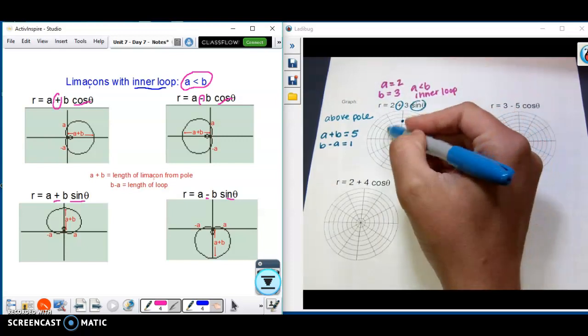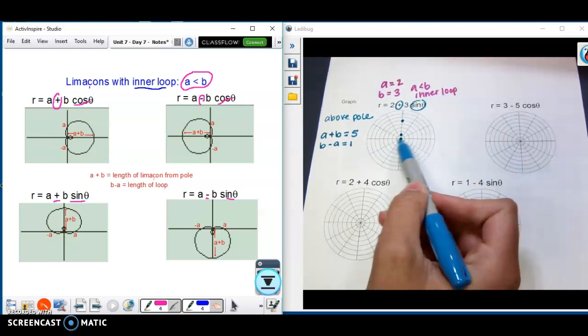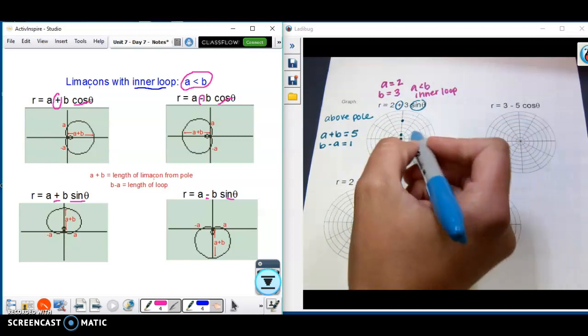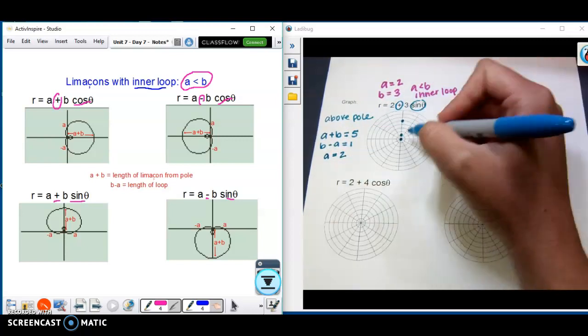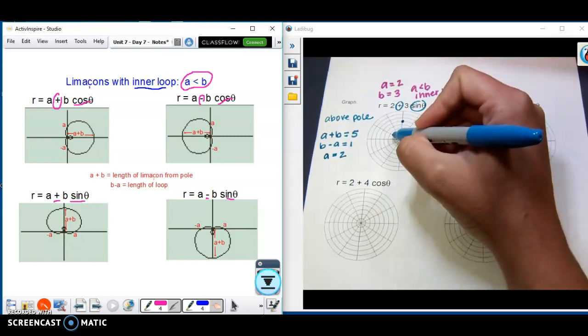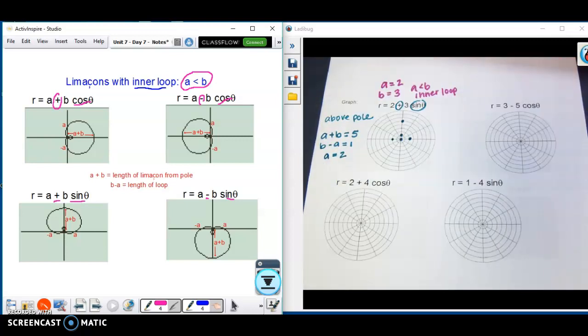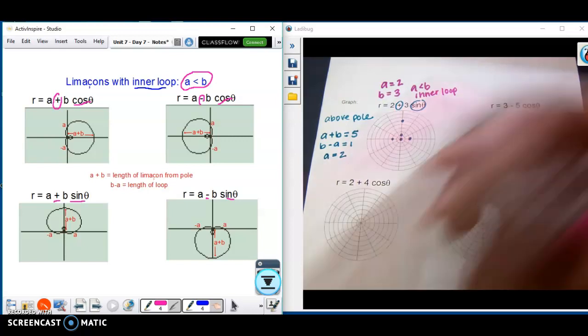Alright, so this is going to show us how far up it's going to go, but I need to know how far right and left it's going to go. So to get how far left and right, you're always going to use your A value, which in this case is 2. So I'm going to go to the right 2 spaces and to the left 2 spaces. Okay, so those are your dots. Here's how you can draw this in.